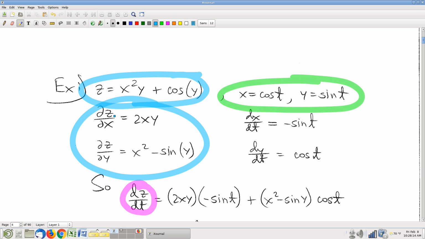Yep. Could you also just plug in x and y? Yeah, let me come back to that. Yeah. Okay. So yeah, you compute these.